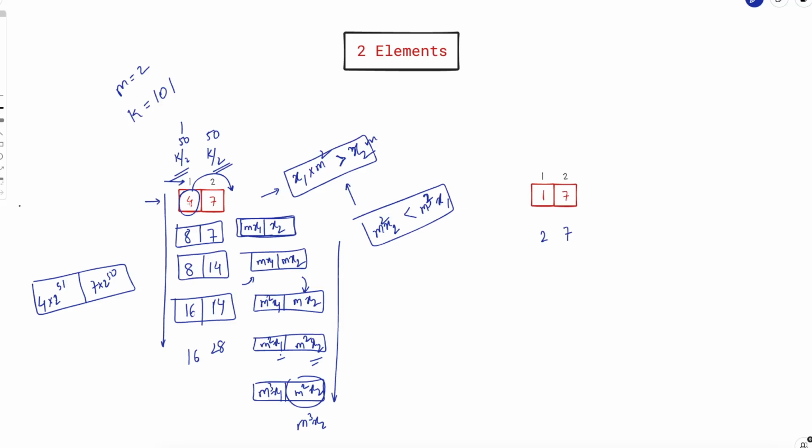Now what is the overall time complexity now? First thing, you checked whether this inequality is true or not.